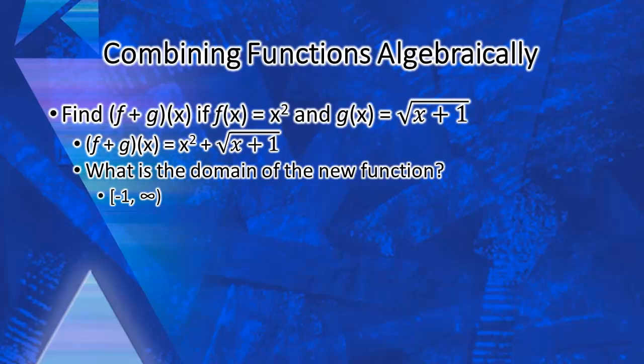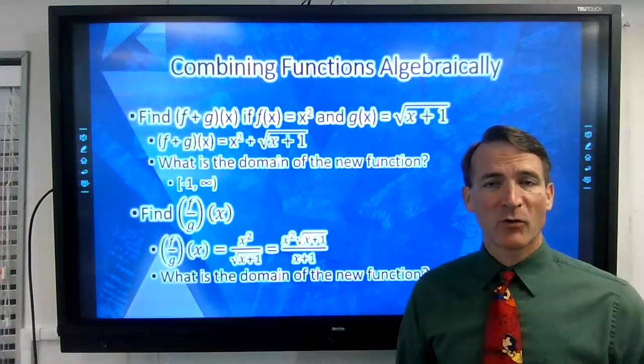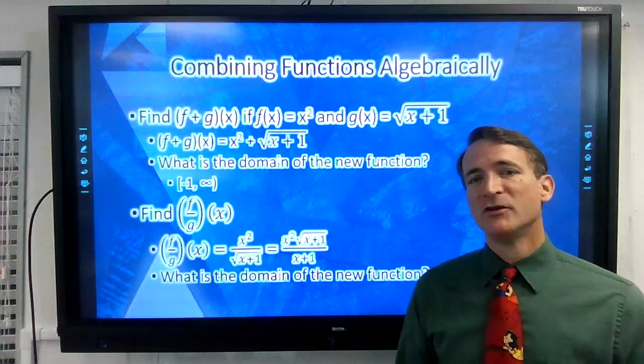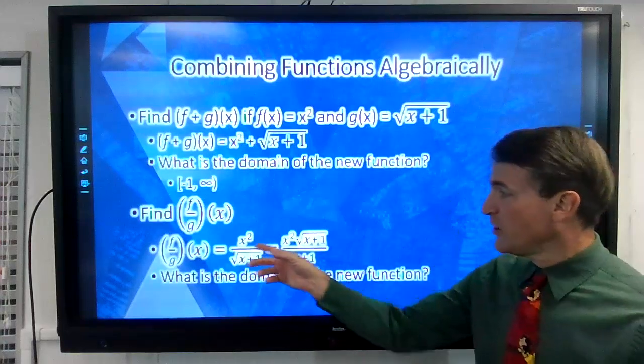And now for our final operation with our functions, and that is of division. Let's take f of x and divide by g of x. When we do this, we have x squared over the square root of x plus 1. If you rationalize that by multiplying by the square root of x plus 1 over the square root of x plus 1, you get x squared square root of x plus 1 over x plus 1. You do not need to worry about rationalizing, but I thought I'd throw that in there just to kind of refresh your minds from Algebra 2. So either one we can use.